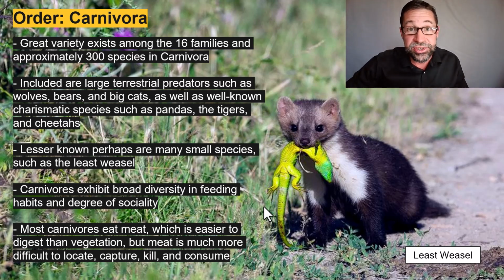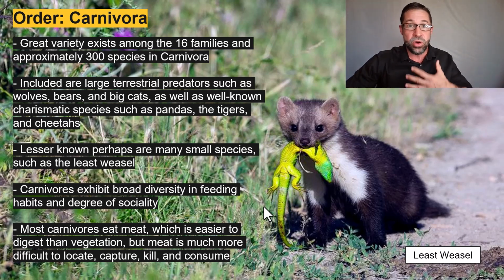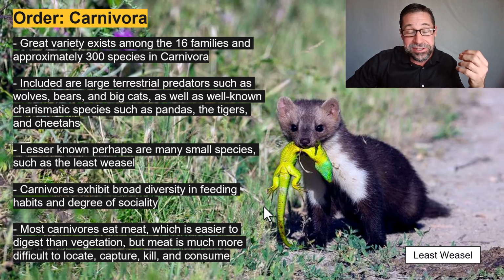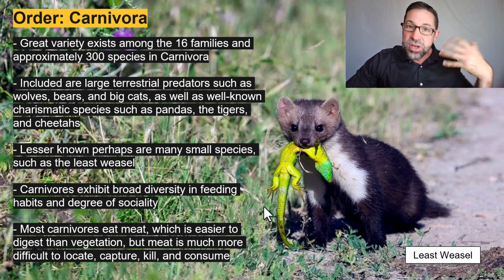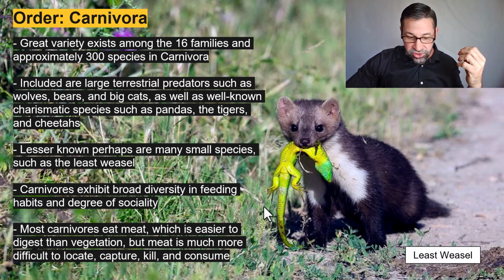So carnivores do exhibit a broad diversity in feeding habits as well as in their degree of sociality. Most carnivores are going to eat meat. Although meat is easier to digest than vegetation, we don't need a rumen if we're a carnivore. The animals carrying meat must still be located, captured, killed, and consumed. So it's not easy being a carnivore. The carnivore here in this lecture means members of the order Carnivora. We're not talking about carnivory, the mode of feeding that we've already discussed.